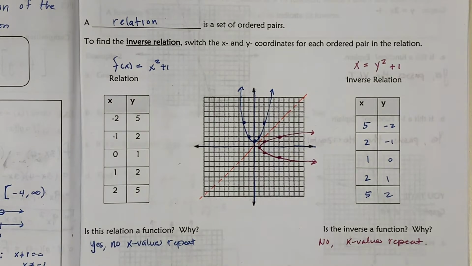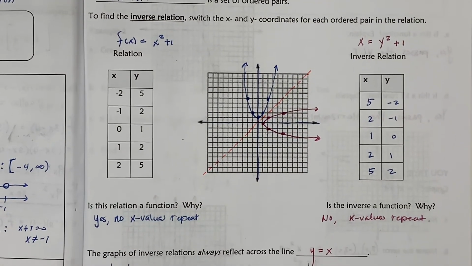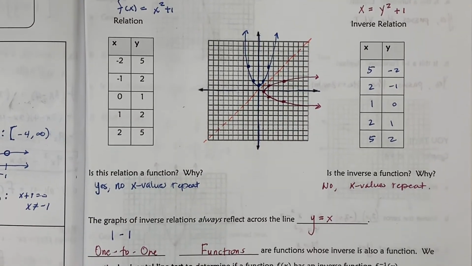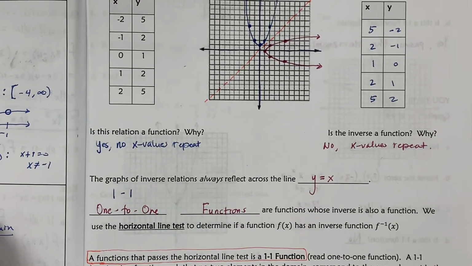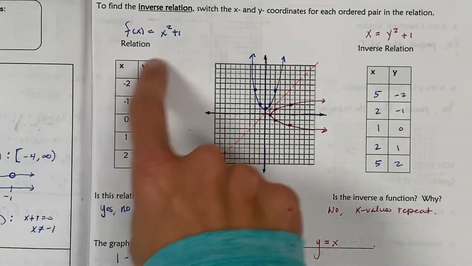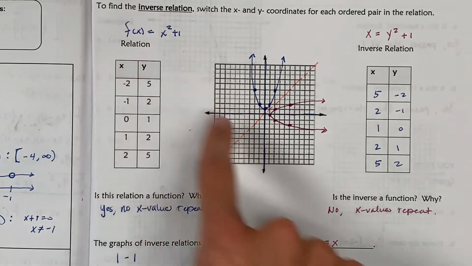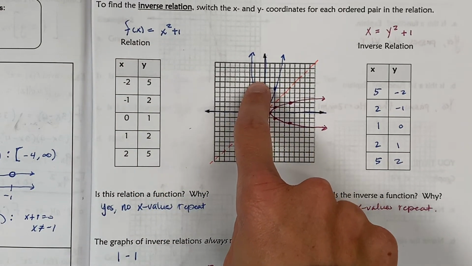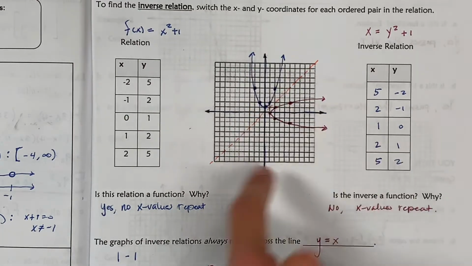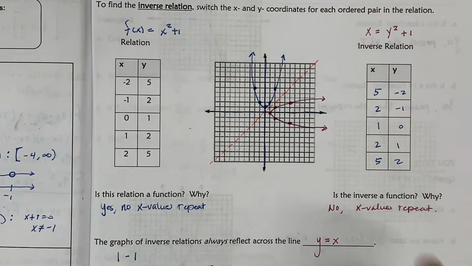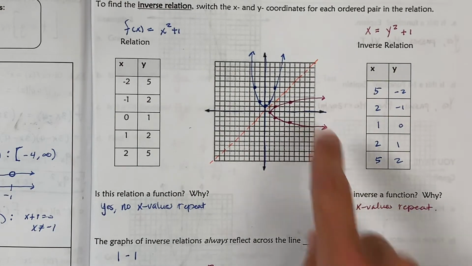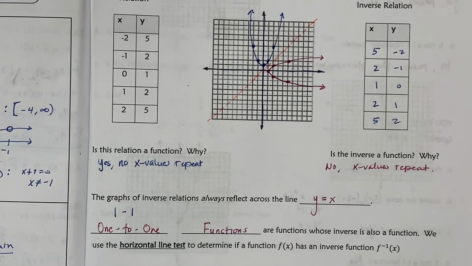Now, we are going to focus on relations in which both the relation and the inverse relation are functions. So we call this a one-to-one function. A one-to-one function is a function whose inverse is also a function. So this relation, f of x equals x squared plus 1, is not a one-to-one function, because although the original is a function, the inverse is not a function.